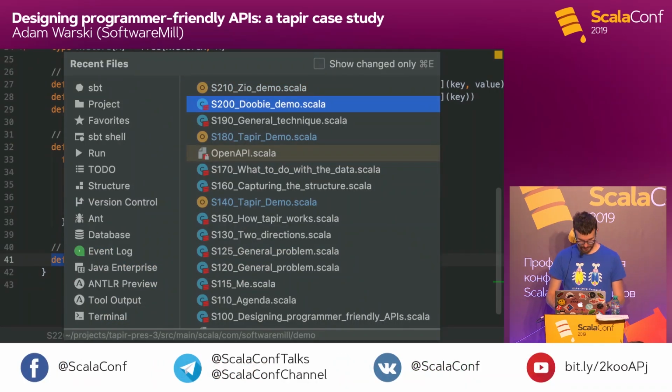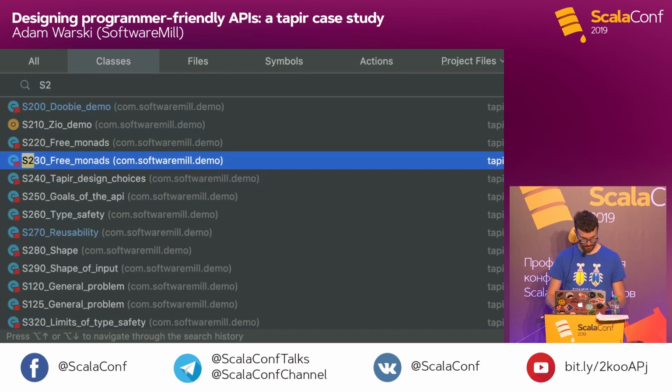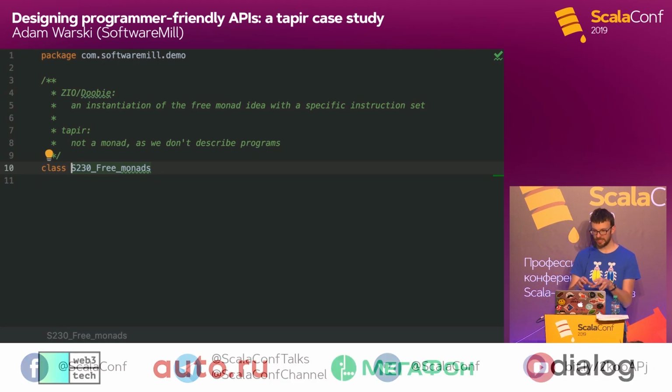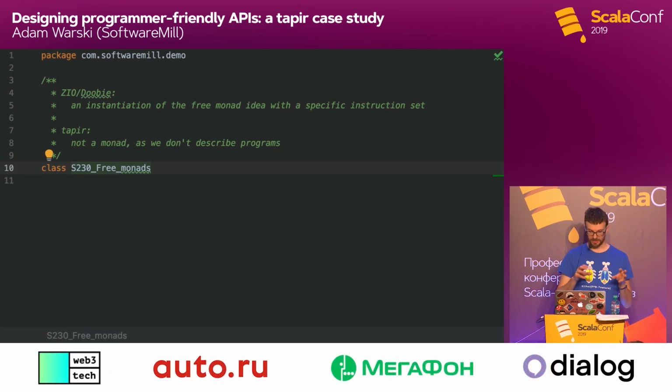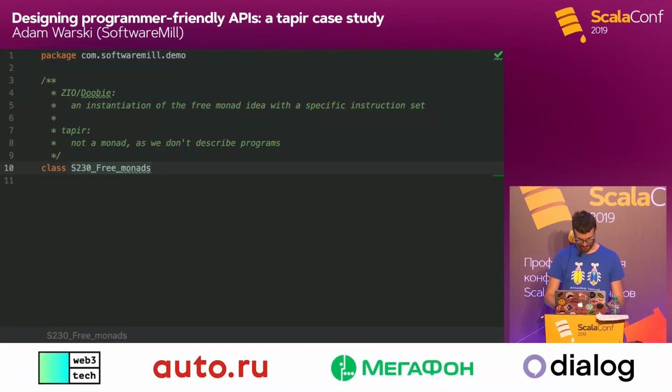And in fact, both ZIO and Doobie are instantiations of the free monad using a very specific instruction set, right? So in the case of ZIO or Monix, the instructions are tailored for concurrent asynchronous programming. In case of Doobie, the instruction sets are tailored for working with the database. In case of Tapir, well, that's not a monad, so the free monad doesn't apply here. So Tapir is one thing in Scala that's not a monad.